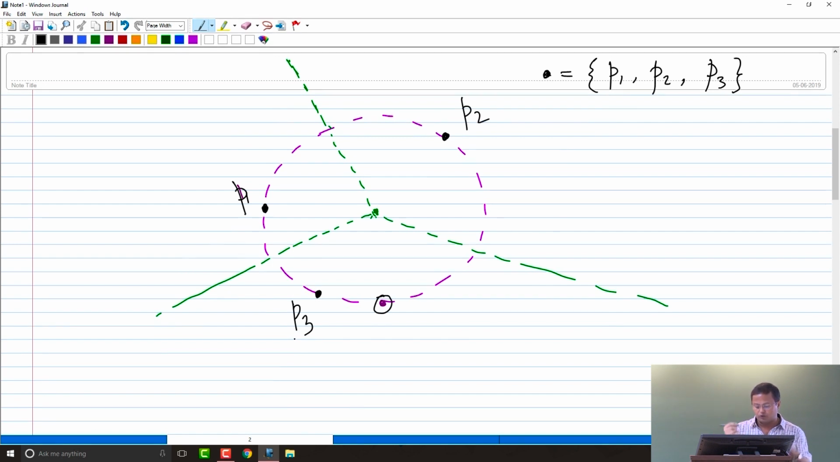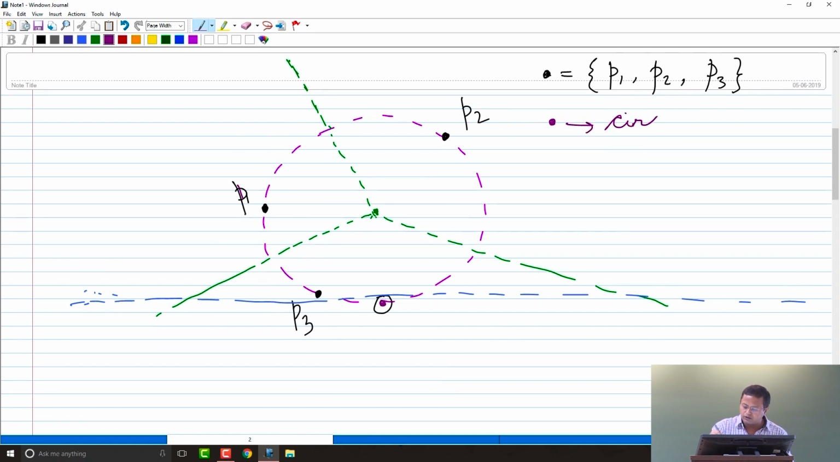Now, what your sweep line did was, your sweep line was somewhere here. Think of the positioning of the sweep line which is just a little bit below P3, but above this violet colored point, which we call the circle event. So, let us call this the circle event. Now, this is the status of your sweep line.